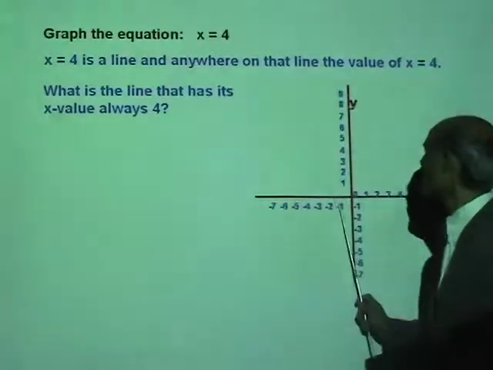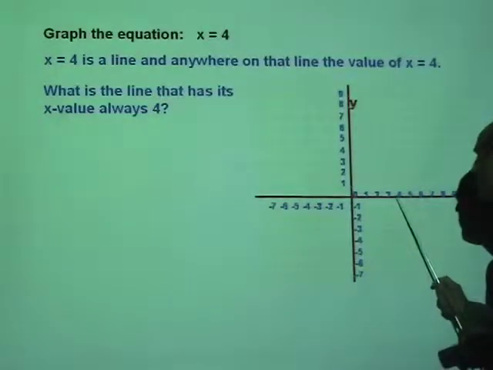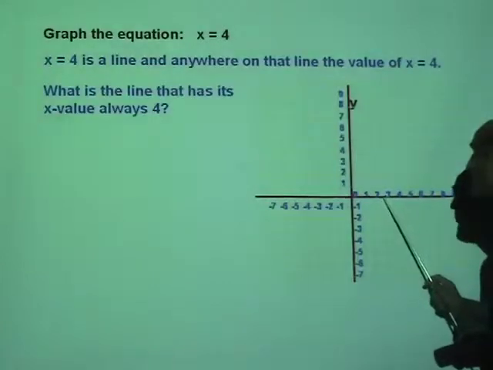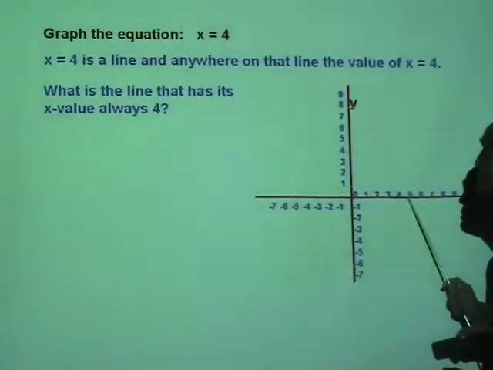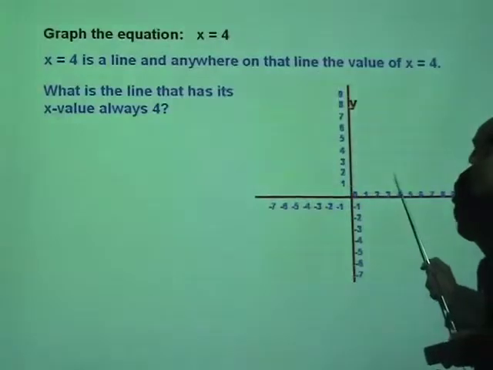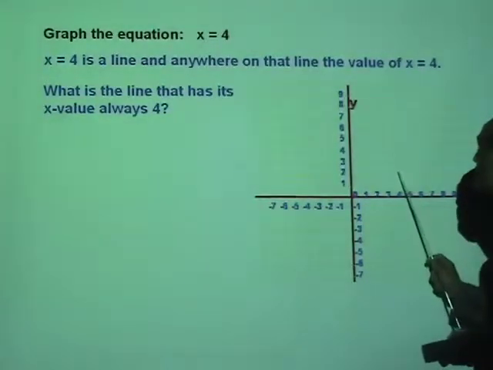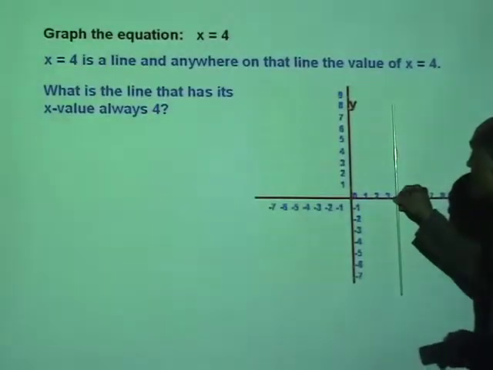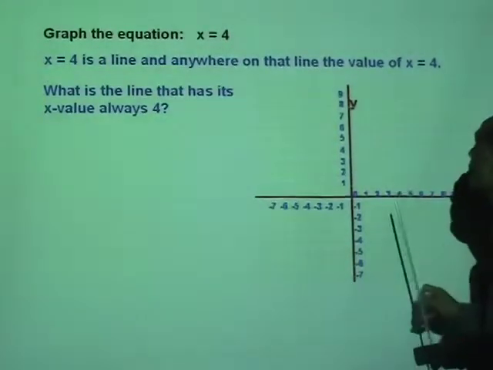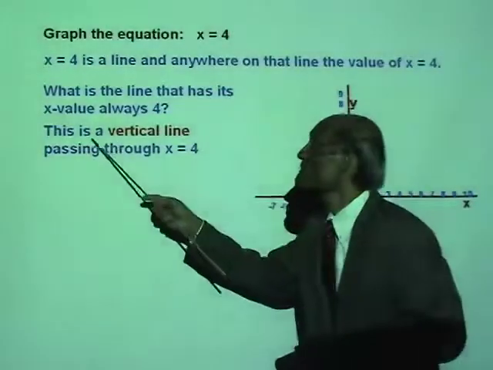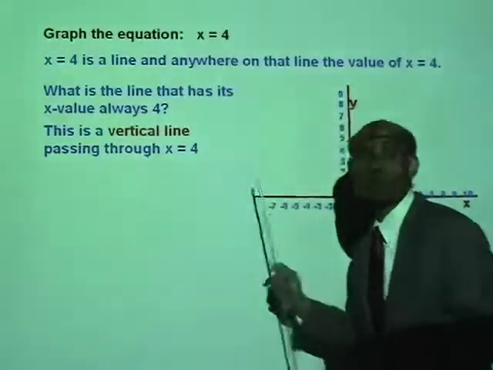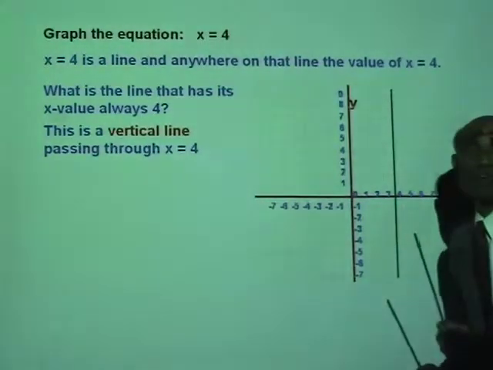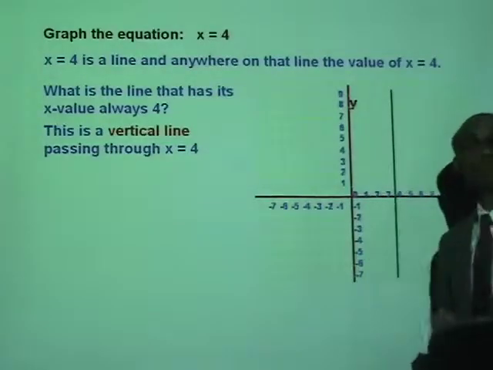Now look at the graphing grid. This is x equal to 4. You see, x equal to 3 is to the left of it, x equal to 5 is to the right of it. That means if you draw a vertical line through 4, anywhere on that vertical line, the value of x will be 4. This is the vertical line passing through x equal to 4. There you are. This is the graph of the equation x equal to 4.